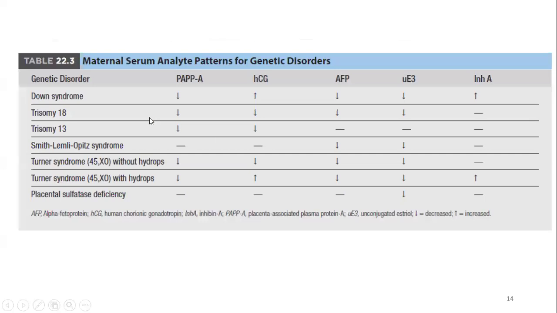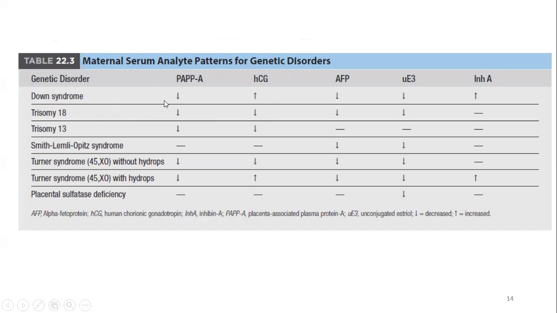So this table from Williams is very important. This is the maternal serum analyte pattern for genetic diseases. You may get a question. This is very commonly asked in various entrance exams, so you may get a question in your entrance exams as well as in your exit exams.